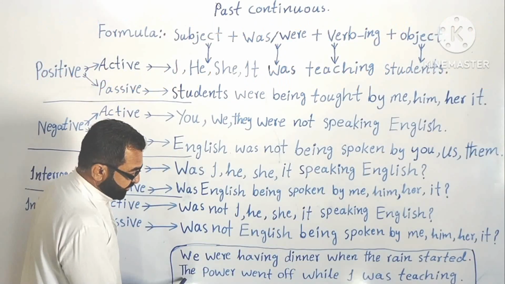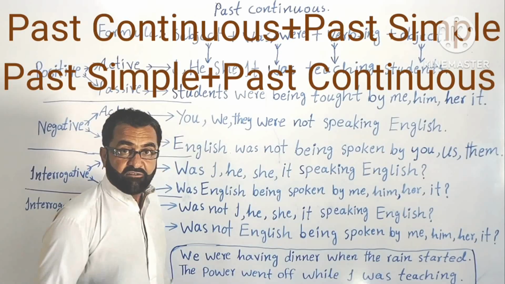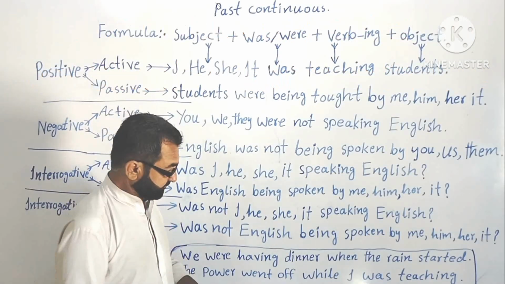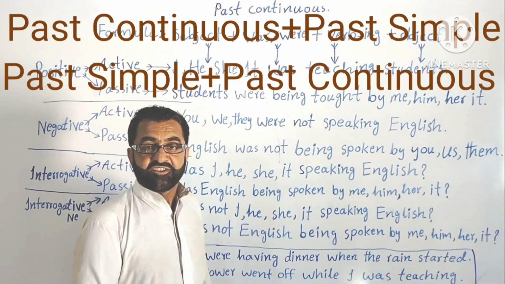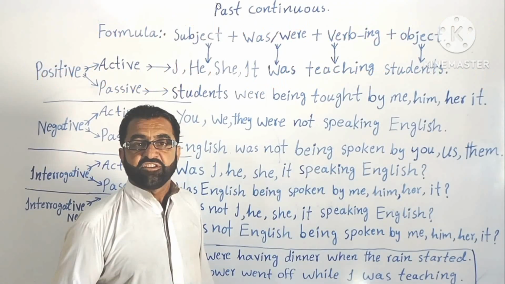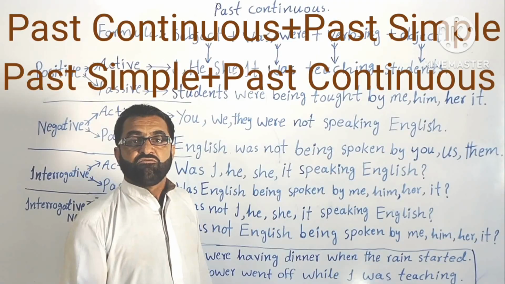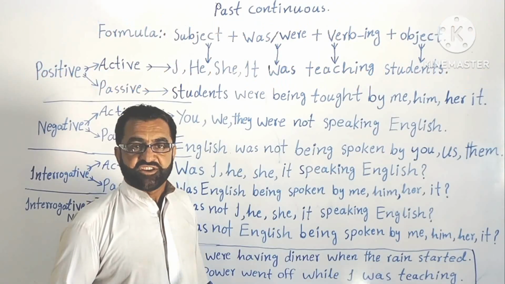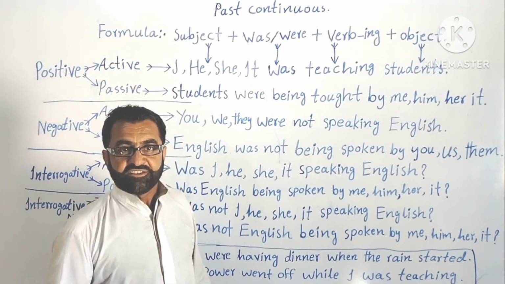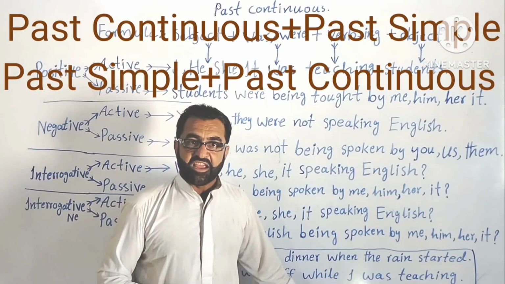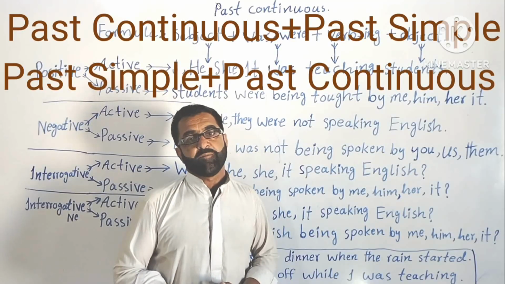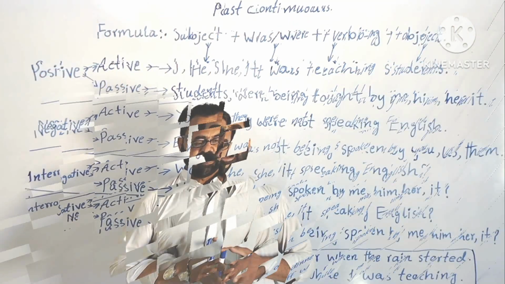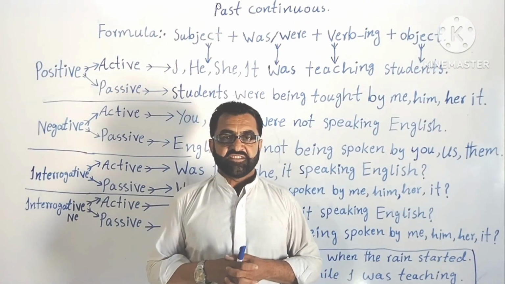Now look at this one. The power went off. Now it's past simple. While I was teaching, now it's past continuous. The power went off, this is past simple. While I was teaching, this is past continuous. So you have to remember that sentences like these also can be made in past continuous, or about the past. Understood? I hope you have understood the concept of today's lesson.